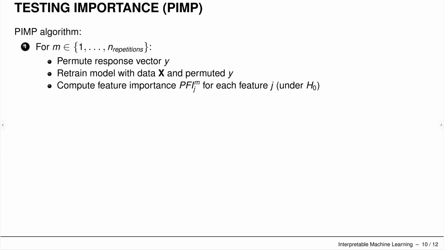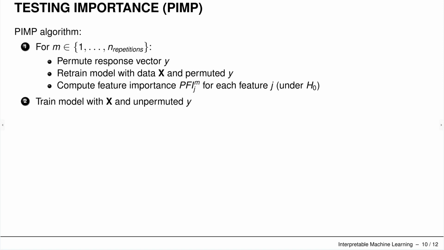So in detail, the algorithm is, for n repetitions: in each step, you permute the response vector, you retrain the model with the original feature data X and the permuted y, and now you compute the feature importance PFI_jm, so for feature j of the m-th repetition, for each feature j under the null.